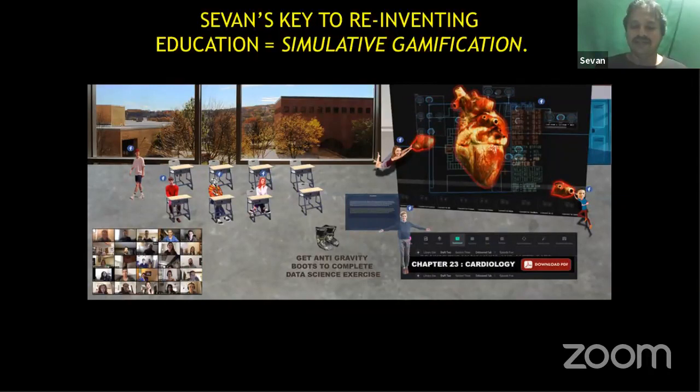And below you can see there's a teacher, and next to chapter 23 on the right side button, you can download the subject in hand there, which is cardiology, chapter 23. And on the left side, you find these students actually there in Zoom. So this is a perfect example of simulative gamification. Of course, there's a tournament, we can give out prizes over a period of time, I can have a gamification leaderboard. Lots of possibilities. But this is to give you an idea of what simulative gamification is.